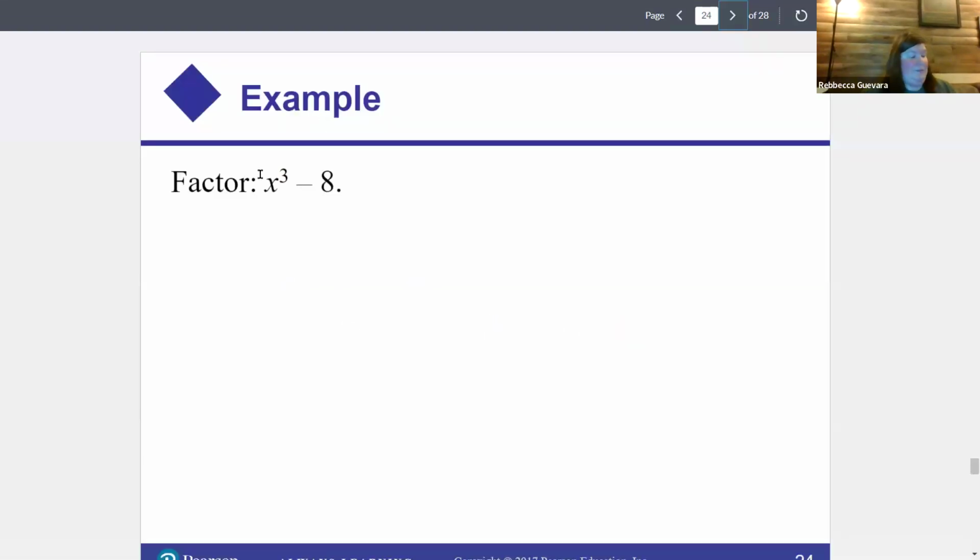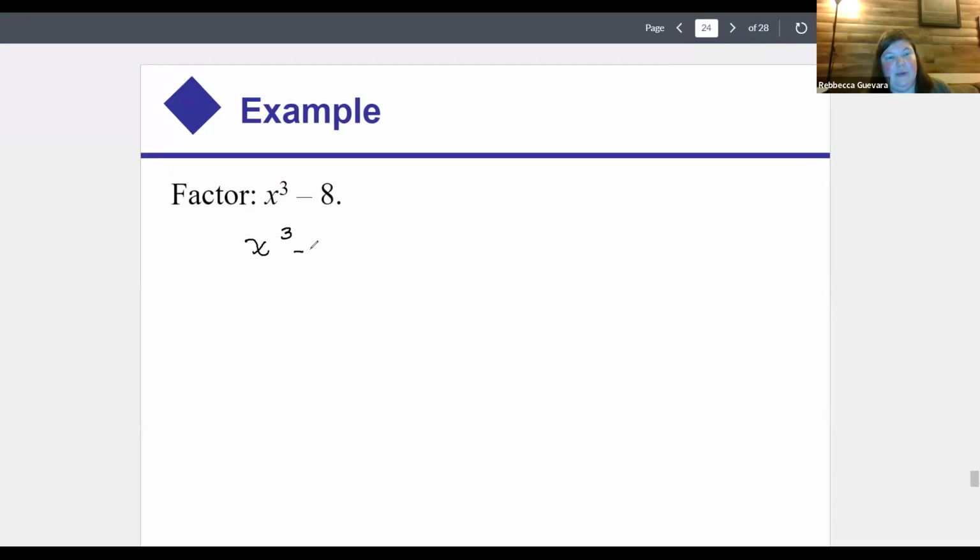So if you are given x cubed minus 8, well, remember 8 is just 2 cubed. So this is my difference of cubes. Remember, it's a difference of cubes. So when you have a difference of cubes, what this breaks down into is a minus b, a squared plus ab plus b squared.